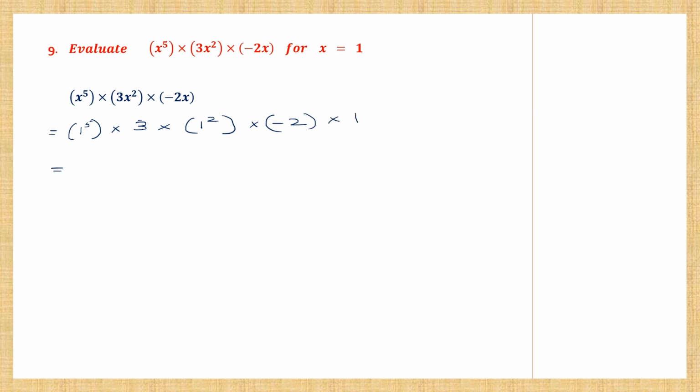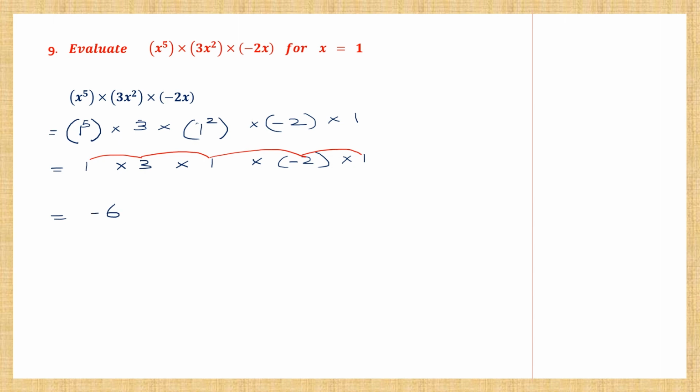So let's simplify this. 1 raised to the power of 5 is 1, into 3 into 1 square is also 1, into minus 2 into 1. So now let's multiply these. This is simple. 1 3s are 3, 3 1s are 3, 3 2s are 6, 6 1s are 6. So the number is 6 and there's one minus sign. So the final answer is minus 6.